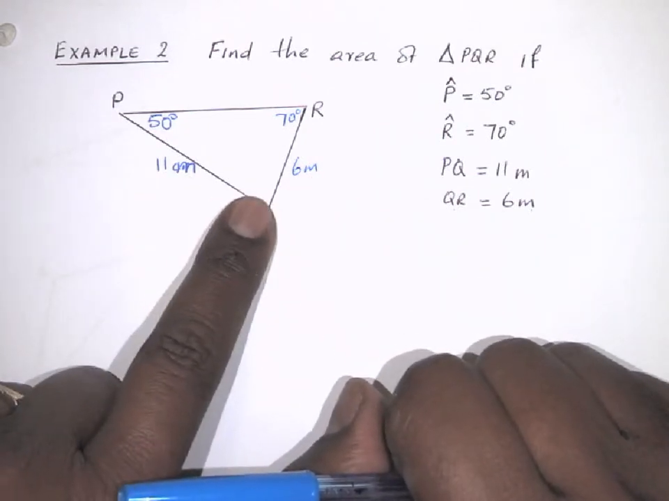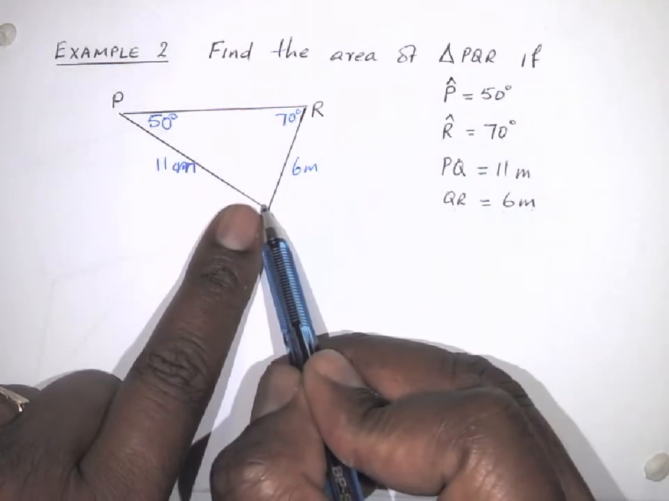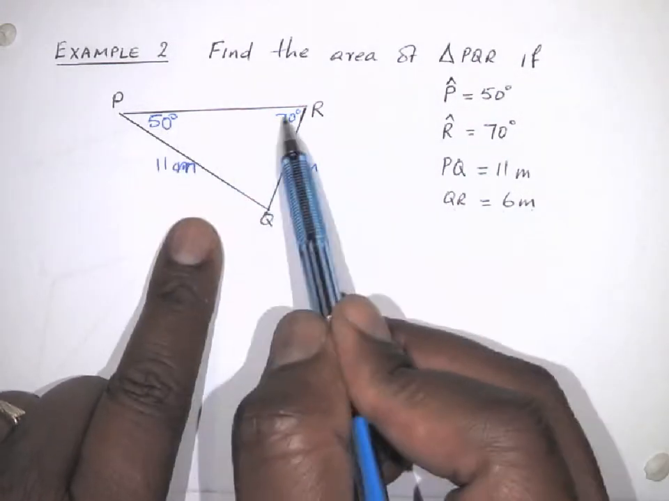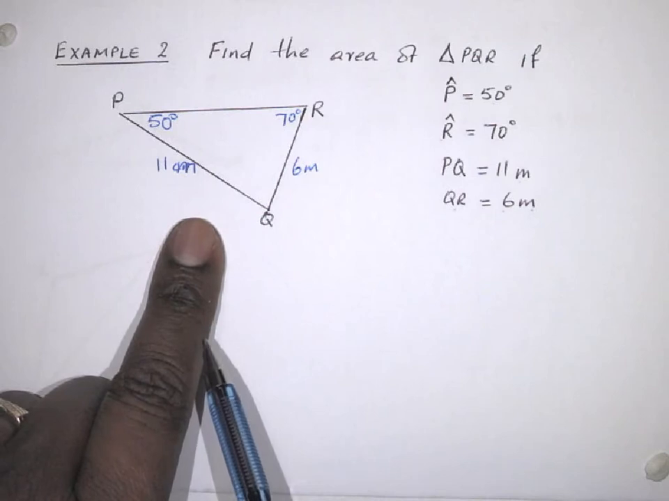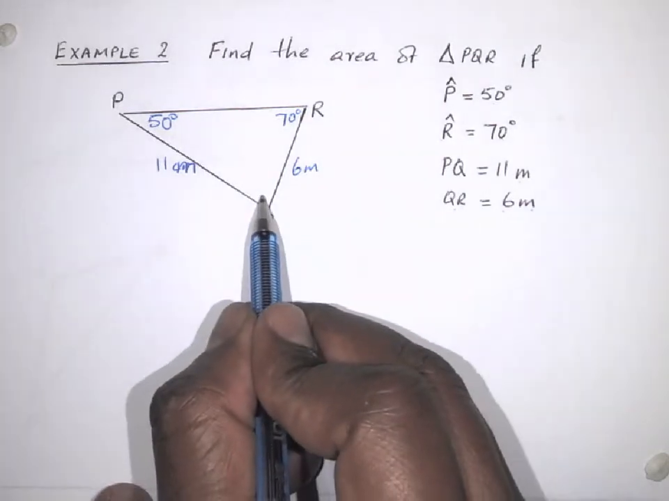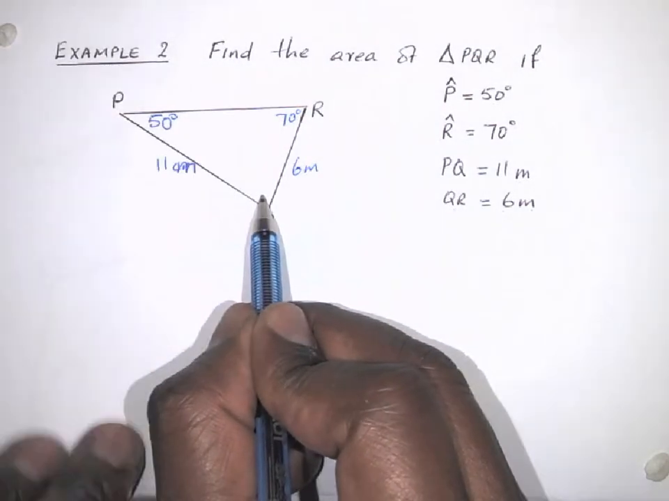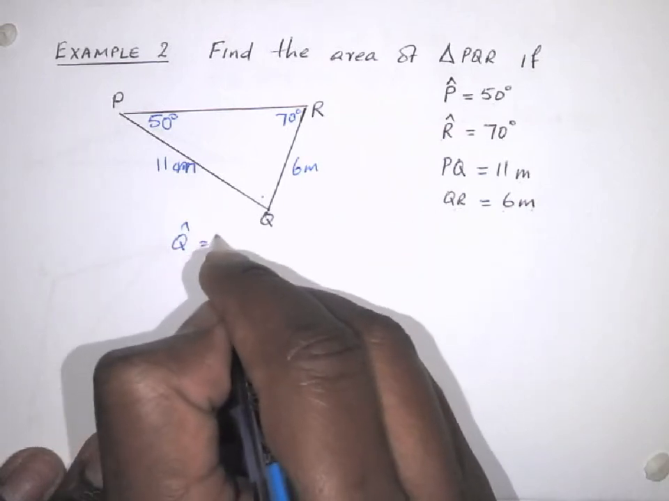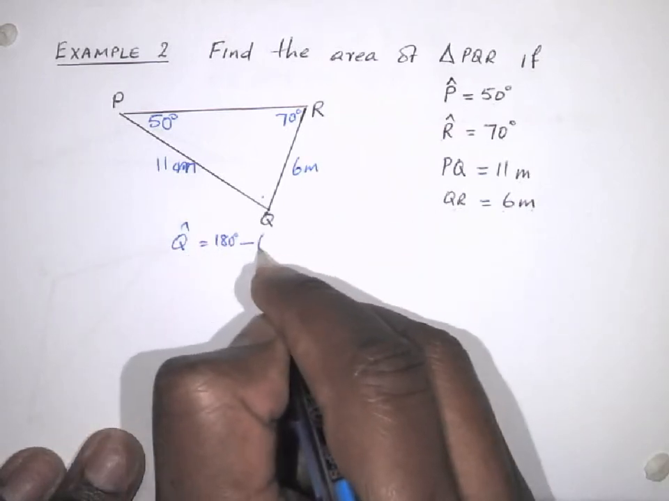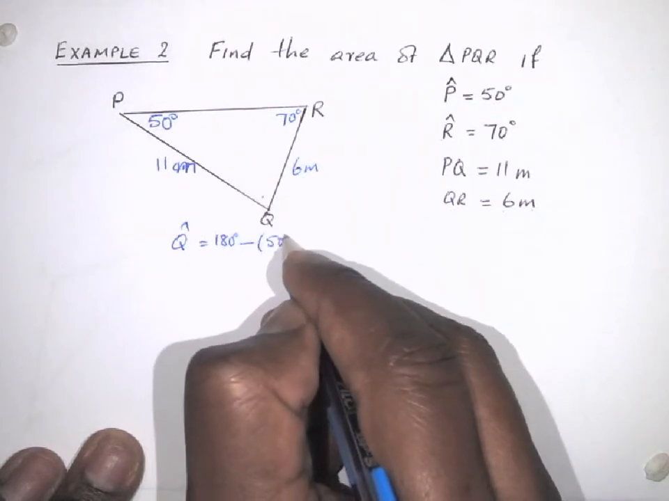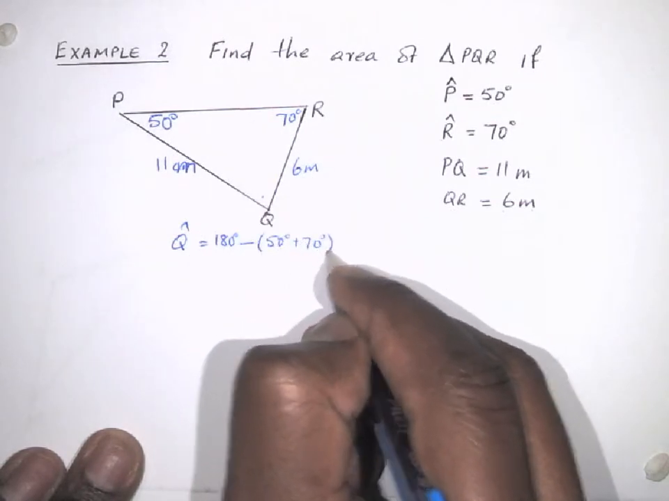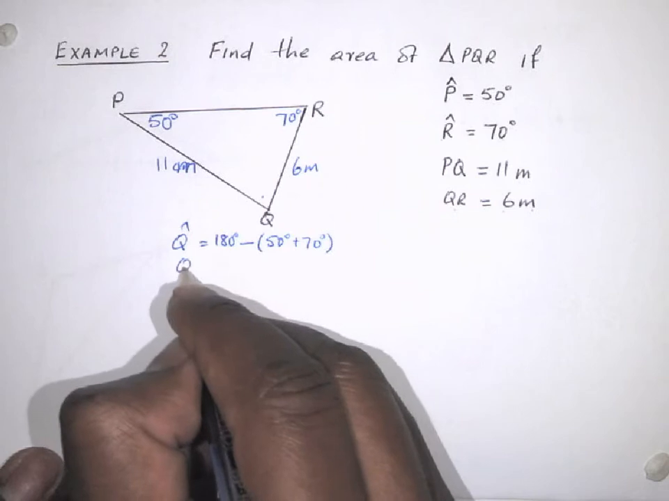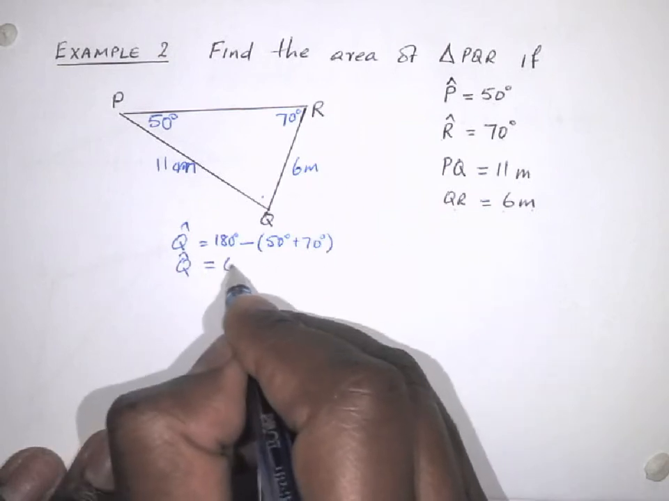How am I going to get it? By using grade 8 mathematics. The sum of the angles of a triangle is 180 degrees. So therefore angle Q equals 180 degrees minus the sum of those two, 50 degrees plus 70 degrees, and your answer for angle Q is equal to 60 degrees.